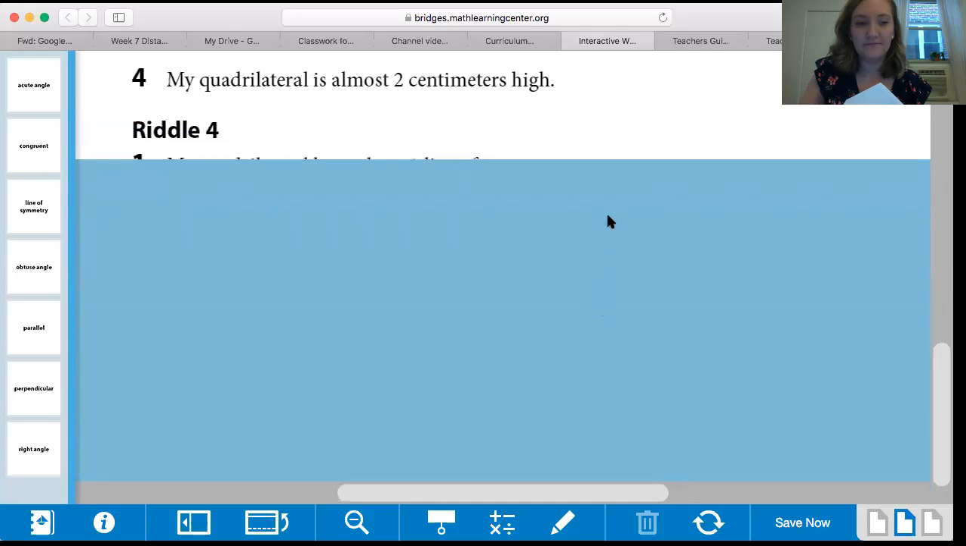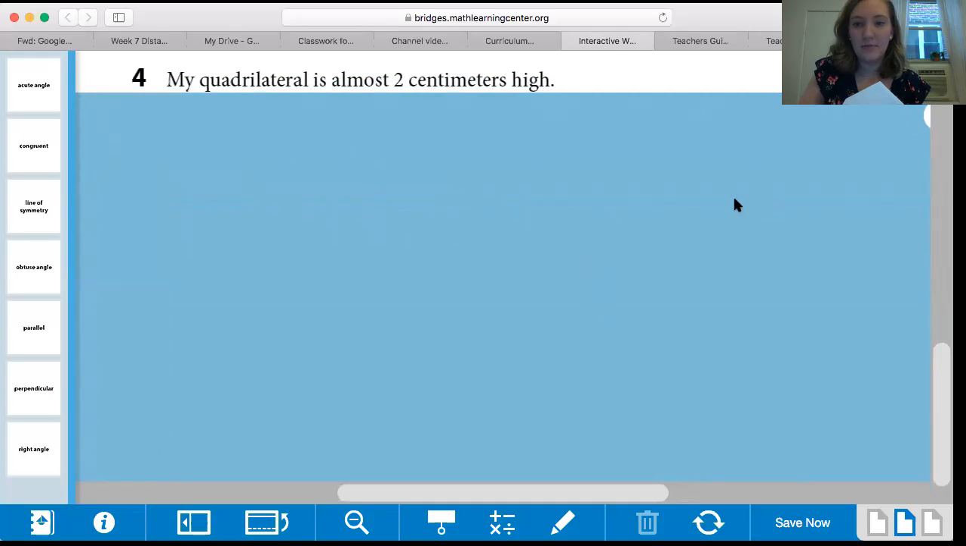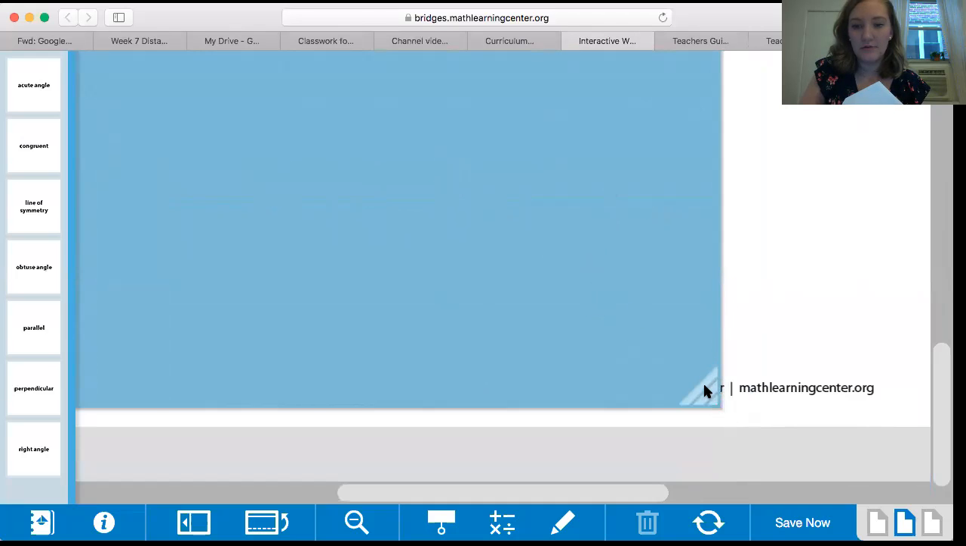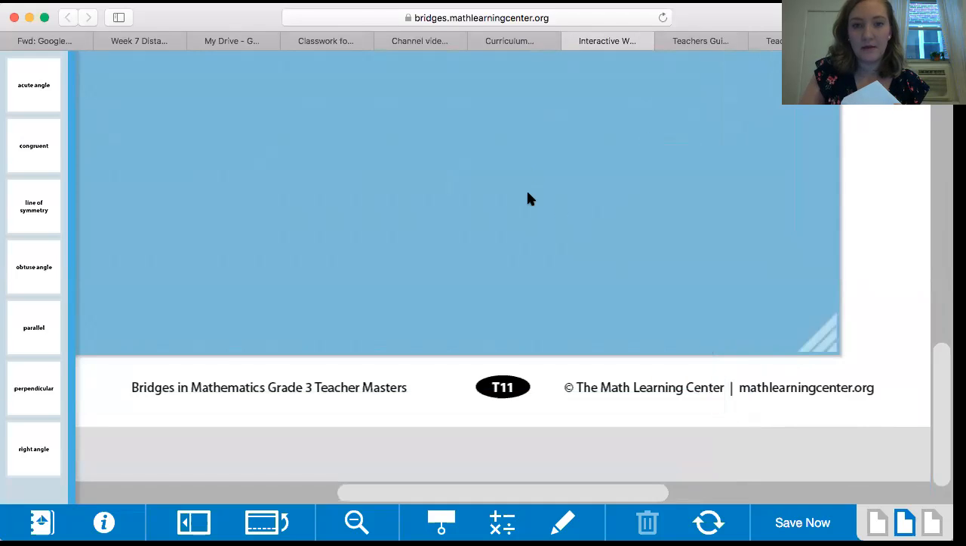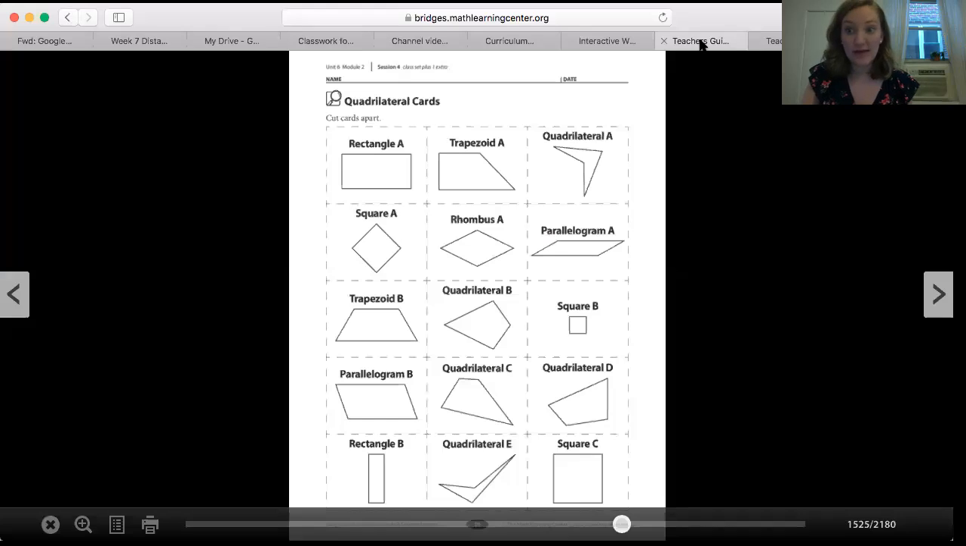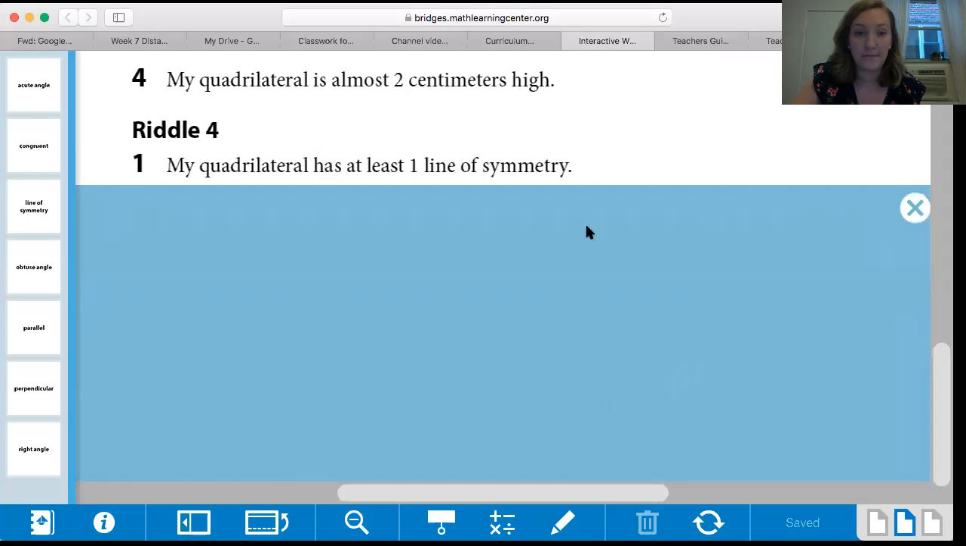Riddle 4. Uh-oh. My blue thing is too big. Can I make it smaller? Oops. There we go. Okay. Riddle 4. My quadrilateral has at least 1 line of symmetry. Oh, we haven't talked about symmetry much. Symmetry is, remember when you fold something and it matches perfectly? Like you fold it in half and it matches up perfectly, kind of like butterfly wings. So it has 1 line of symmetry. That means there's 1 way that you could fold this quadrilateral and it would line up perfectly.